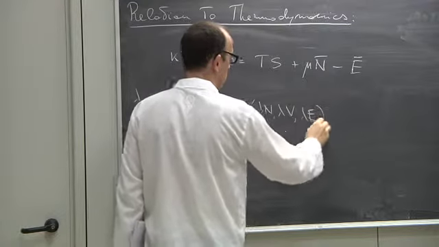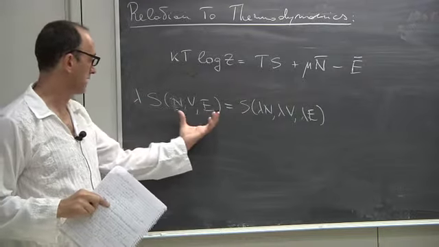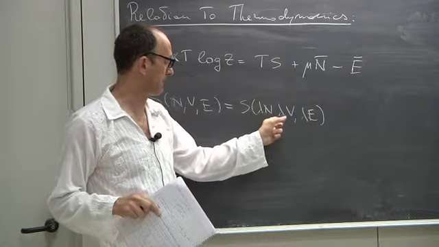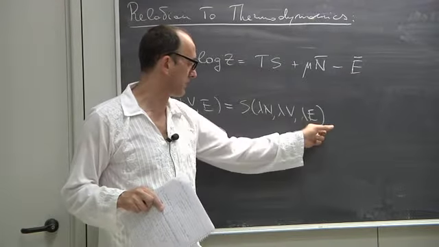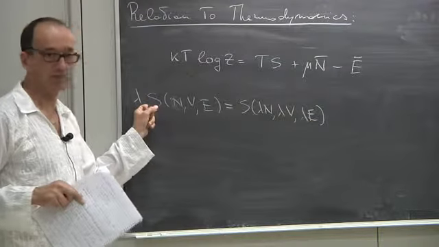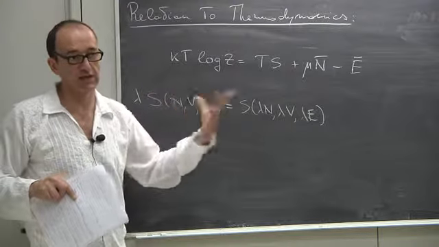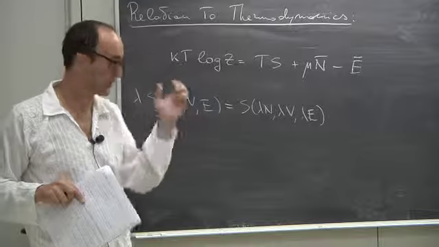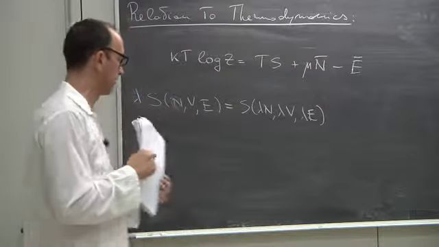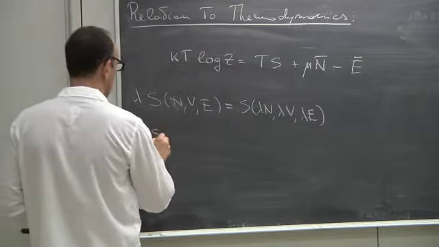Okay, so if I take the entropy of a system and I multiply the number of particles, the volume, and the energy by lambda, then you should get the same entropy multiplied by lambda. Now you take this equation and you take the derivative with respect to lambda on this side and on this side, and set lambda equal to 1. So if you do this, here you get S.